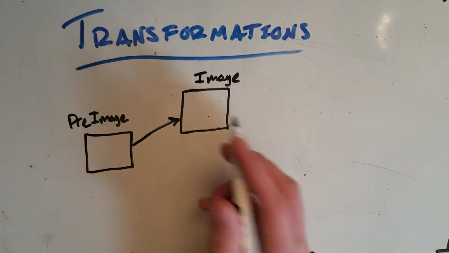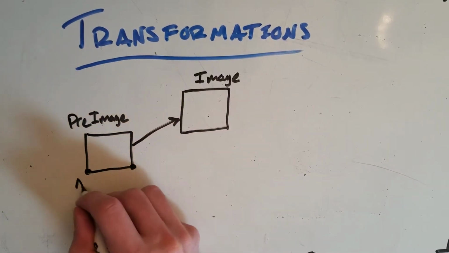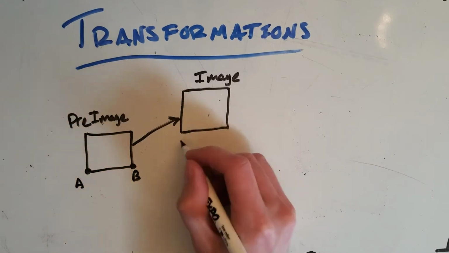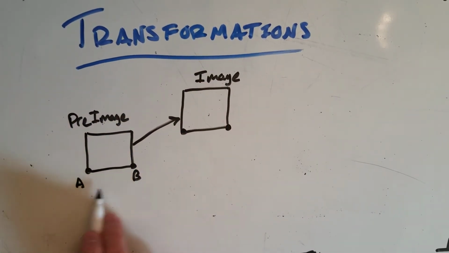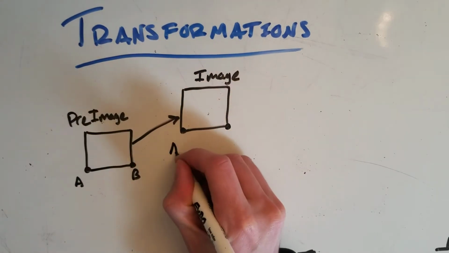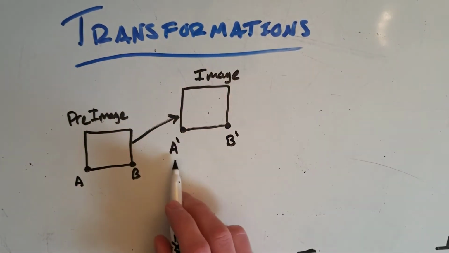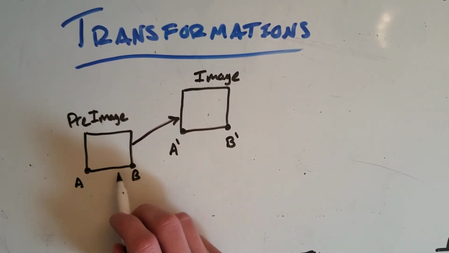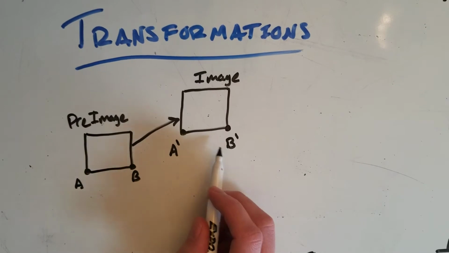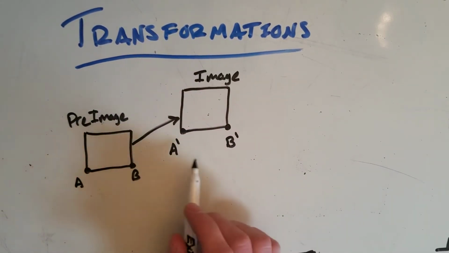The way we notate this is, let's say we had some points here. Let's say this was point A, this was point B. So the original, your pre-image, they're just regular points. In your image, we put these little markings up here. We call them little prime symbols. And it's just to indicate that this is after we've done something to the original image. So this would be A prime, B prime. These little prime symbols just mean that we've done some sort of transformation.